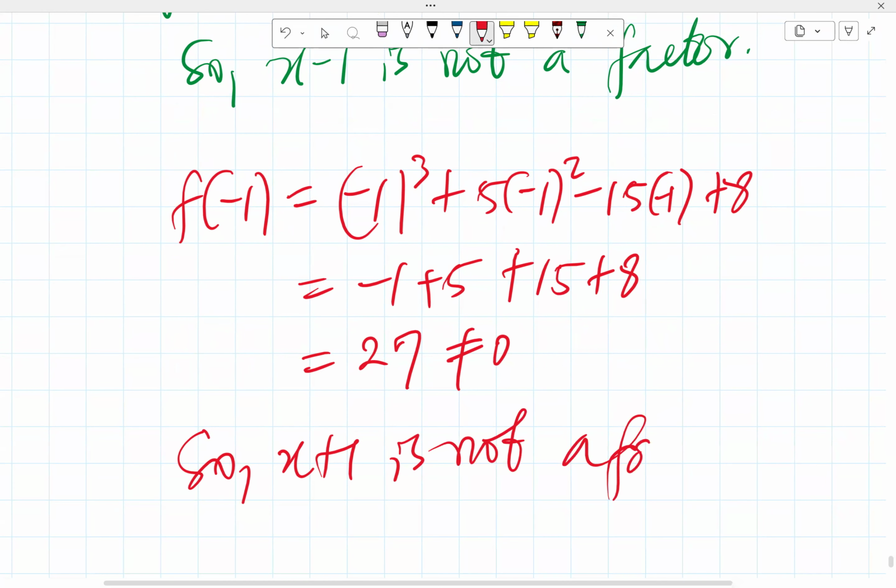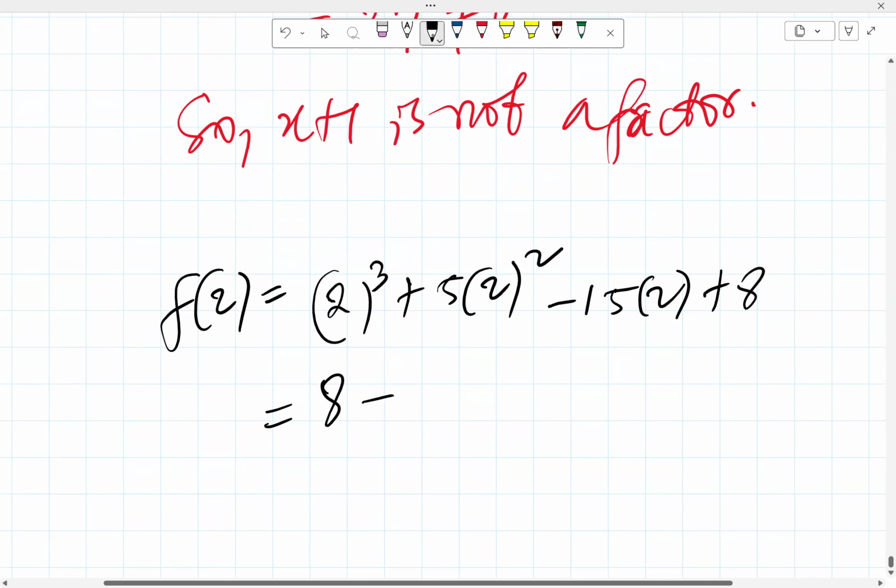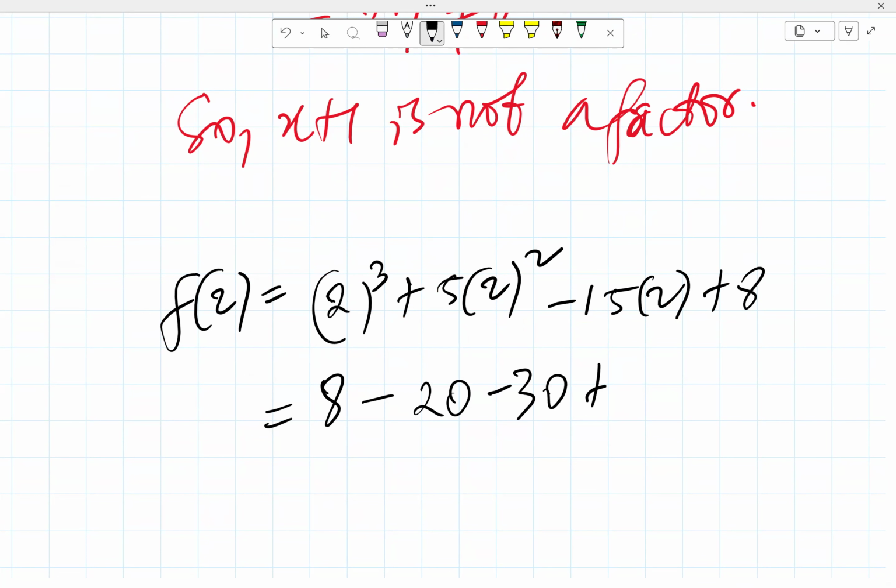So f of 2 now. What does f of 2 tell us? For f of 2, we have 2 cubed, then 5 times 2 squared, then minus 15 times 2, plus 8. So we have 8, plus 2 squared is 4, 4 times 5 is 20, minus 30, plus 8.